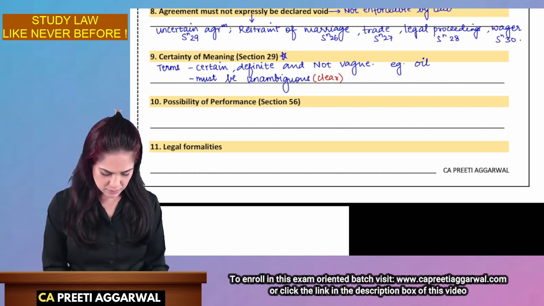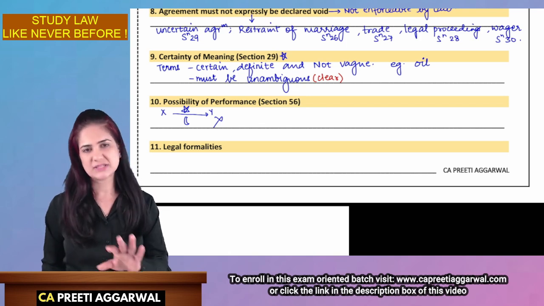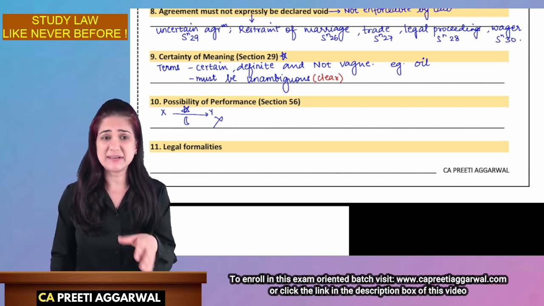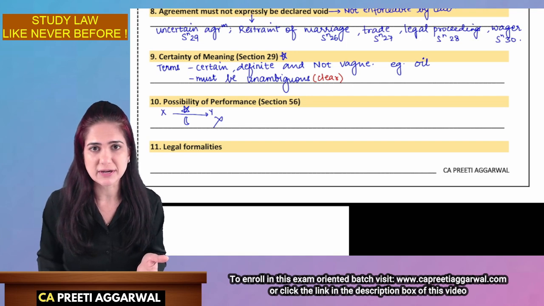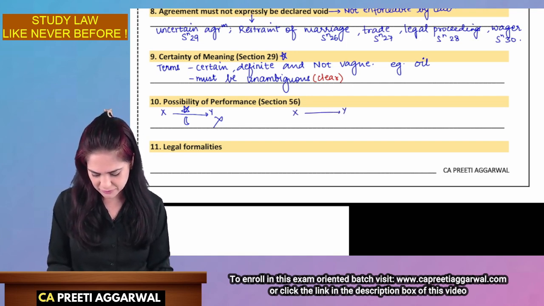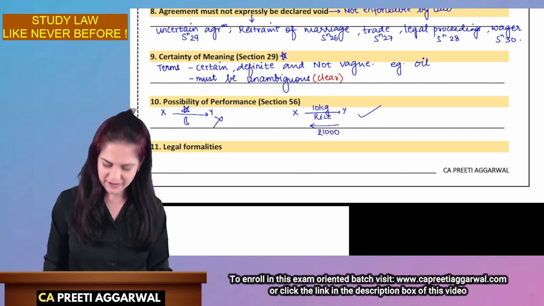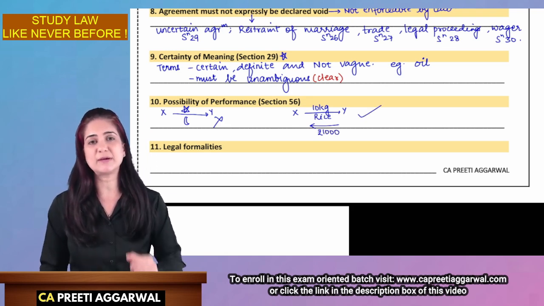Now, X tells Y, I will bring a star, a piece of moon from the sky. This is not a valid contract. It is physically impossible to perform this contract. But what if X tells Y that I will give you 10 kg of rice and Y promises to pay him 1000 rupees? This is a valid contract because it is capable of being performed.